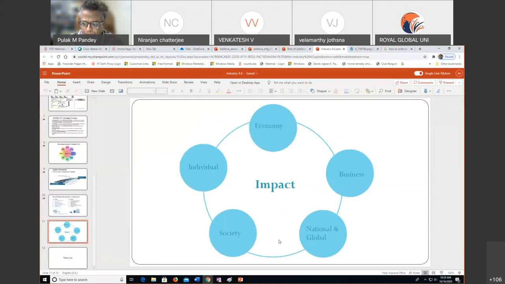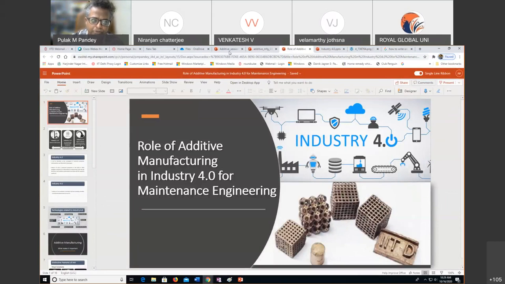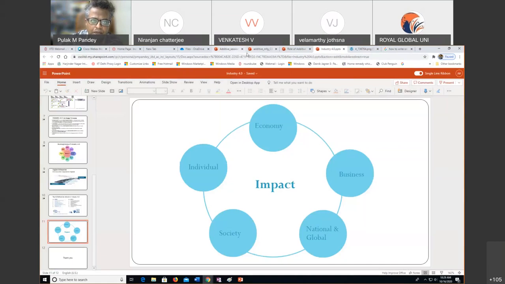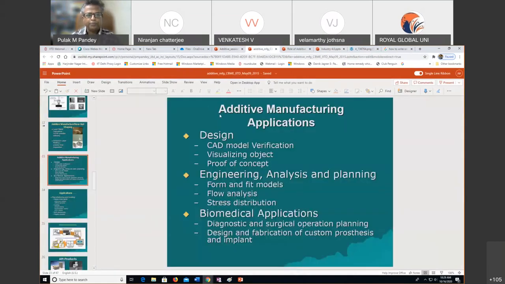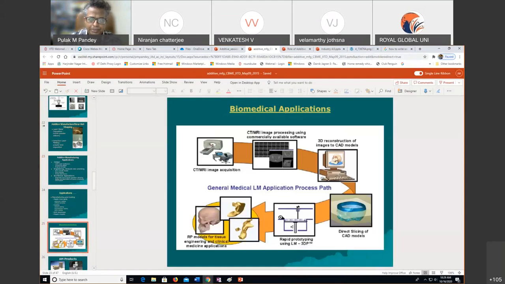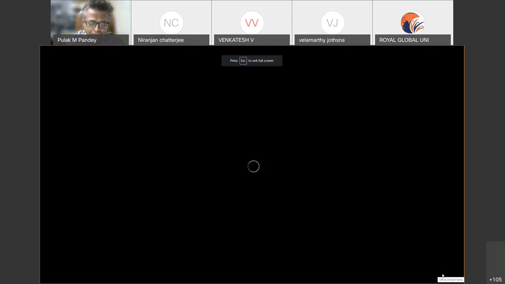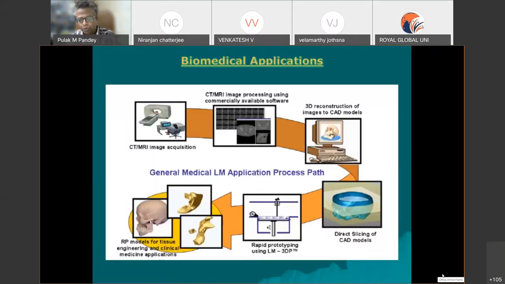Now, I would like to show you various products people have developed through Industry 4.0, through additive manufacturing. So my idea is that I must show you a few things, then I'll go back to what I want to tell you. Okay, so this is about additive manufacturing applications. Your focus in this FDP has been on the biomedical applications, correct? And I believe this slide will not be new to you because many speakers might have already spoken about it, so let me spend only 1-2 minutes on this slide.